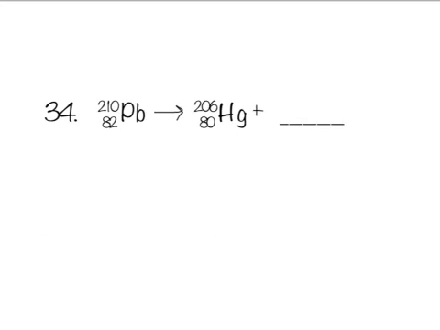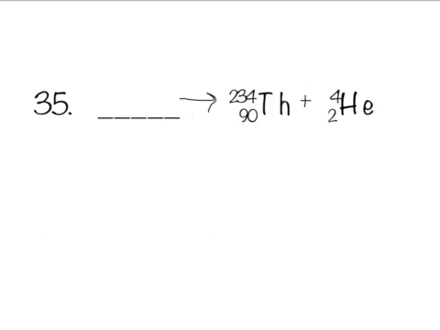Alright, number 34, it looks like we have lead-210 decaying, and it looks like the product is going to be mercury-206. And so what number plus 206 is 210? 4 is the mass, and what number plus 80 is 82, which is 2, making this alpha decay, a helium nuclei.